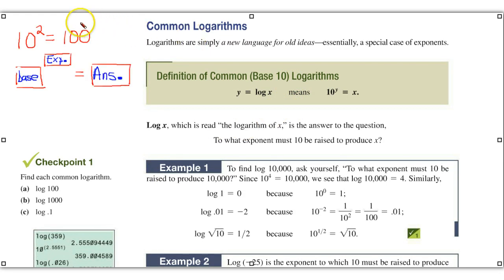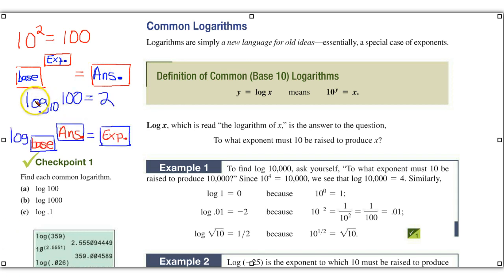Now, this is something we should be familiar with, exponential form, where we have 10, which is our base, raised to an exponent, the 2, which is our exponent, and that equals the answer. So this is the general form: base raised to an exponent equals an answer. And then we have the log form of the same thing. We're saying log base 10 of 100 equals 2.